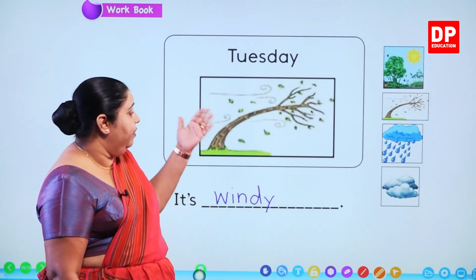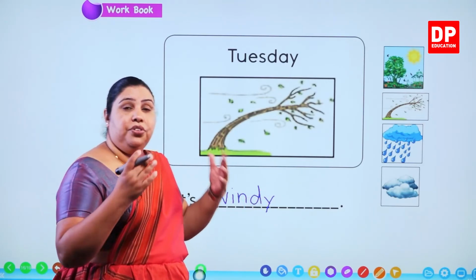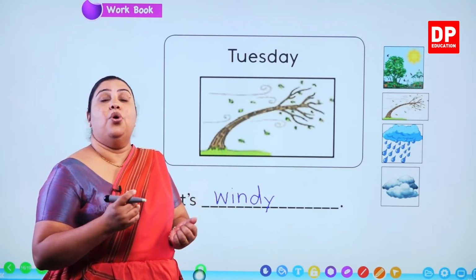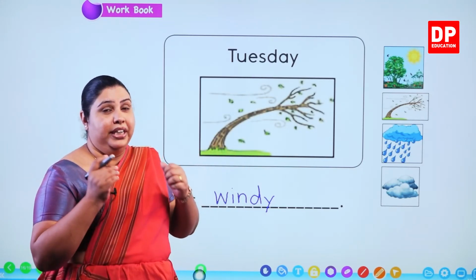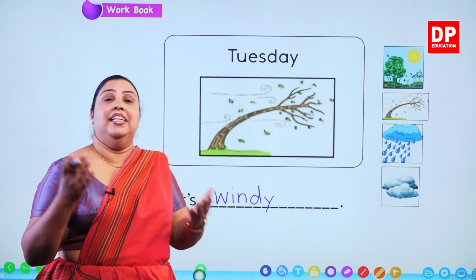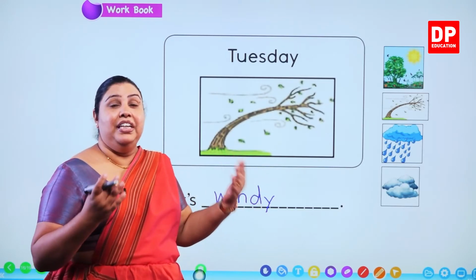You can draw when it is a windy day. What else can you draw? Maybe you can draw the trees and the leaves and the plants, and maybe you can draw a little child holding an umbrella and the wind trying to take the little girl or the boy. So you will know that it's a very windy day.